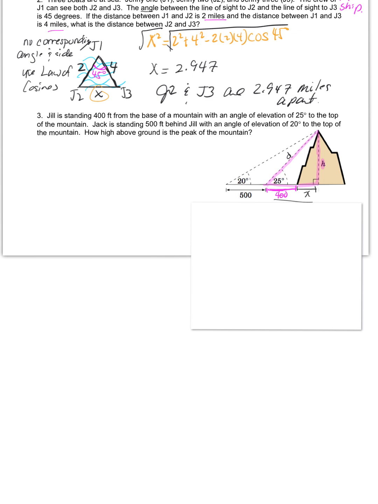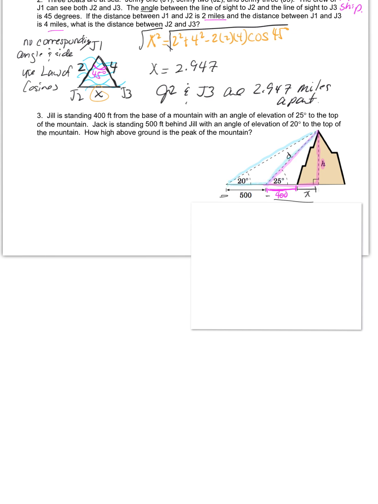So if I look at what I have, it says Jack is standing 500 feet. So this is Jack back here, and this is Jill over here. That's not really much we need to know. So let's see if we can use that. If I know what I have in this triangle, I can think about using this triangle to help me find D.